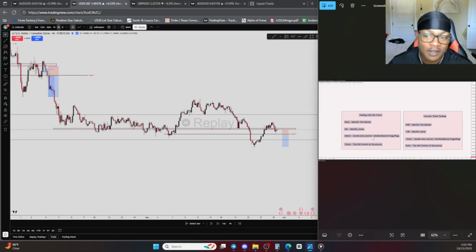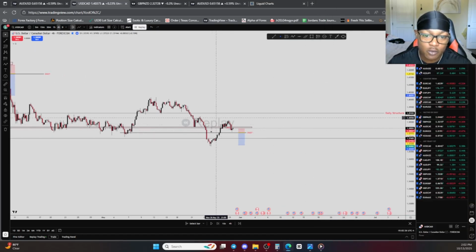I'm not going to break down the 30-minute because if you want more on that, you would just have to go to the Discord. I'm trying to keep this short and simple for you all to show you how easy it is to just find your structures, get in with your structures, and allow the rest to happen. So right now, we're waiting for the 15-minute time frame switch of structure.